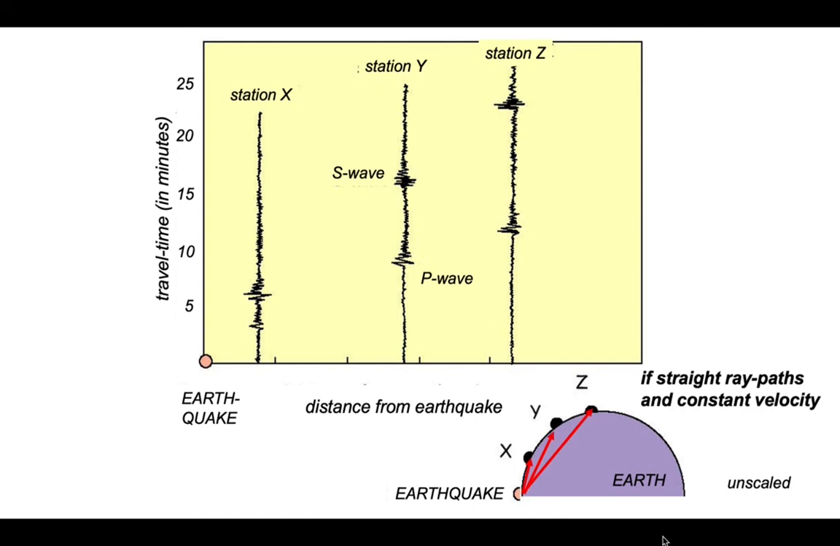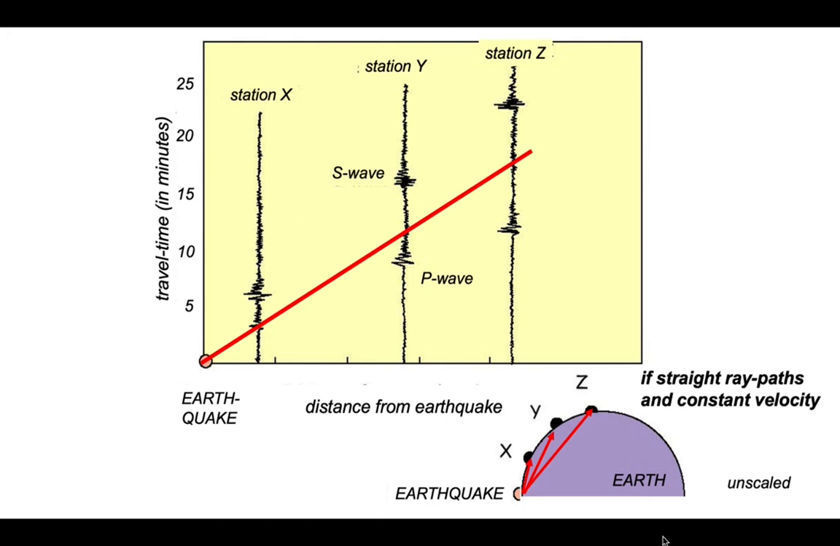Let's start off with a simple idea that if the ray paths, in other words the direction that the energy is taking through the Earth, are straight and the seismic velocity is constant, there should be a simple linear relationship between the ray path length and the arrival time of the waves. So let's look at how this plays out by plotting a line for the P wave arrival as if it was honouring this simple idea, passing through the first arrival at station X.